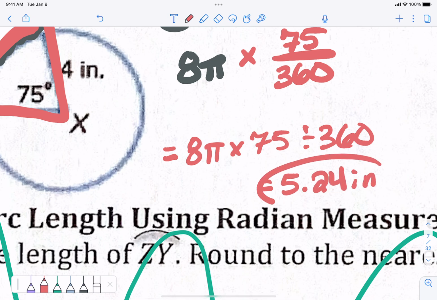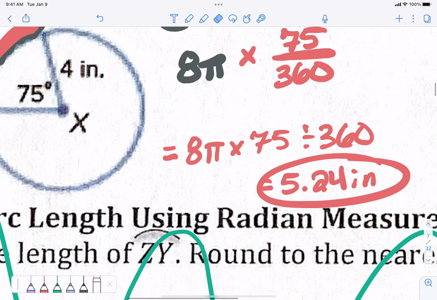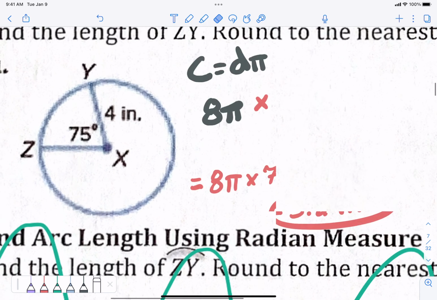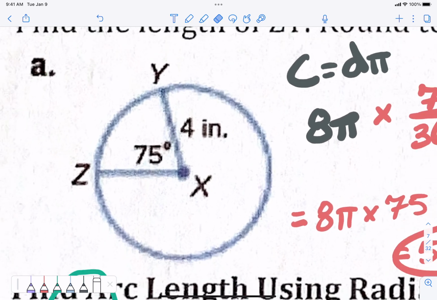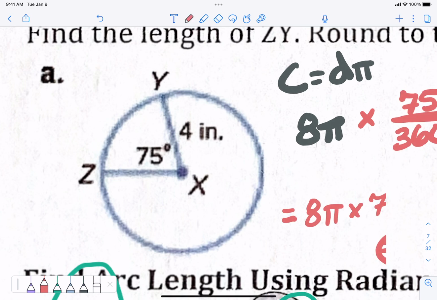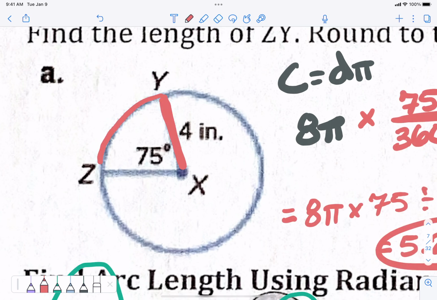5.24 inches is how long that crust is. Okay? All right, before we move on, I'm going to go back to the original problem. They're telling me that the radius is 4 inches. So this length from here to here is 4 inches. Okay? And look at what we're trying to find. We're trying to find the distance here.